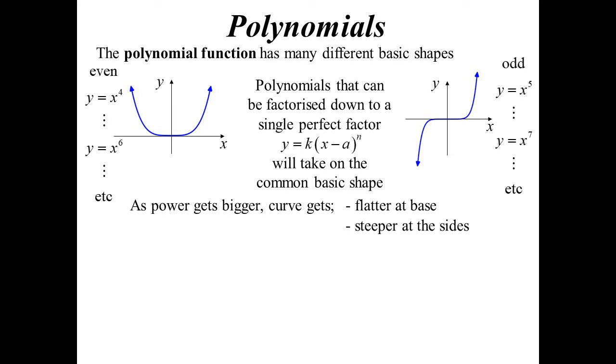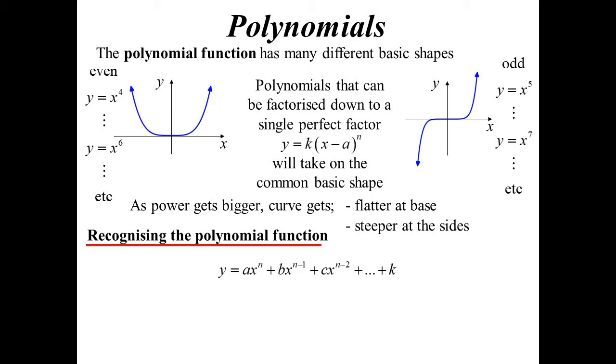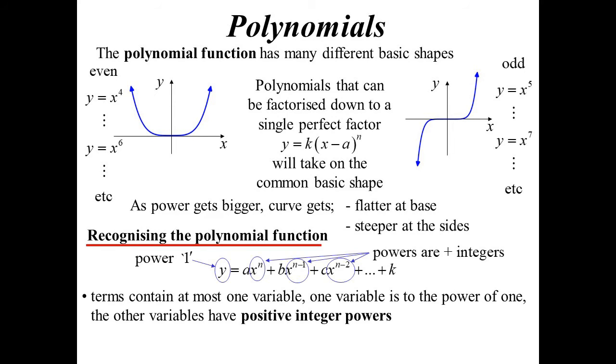So how do you recognise a polynomial? Well, all the powers should be integers. You don't have a polynomial where you have a fractional power. And in fact, they should be positive integers because you don't have polynomials with negative powers. The highest power of a polynomial we call the degree of the polynomial.